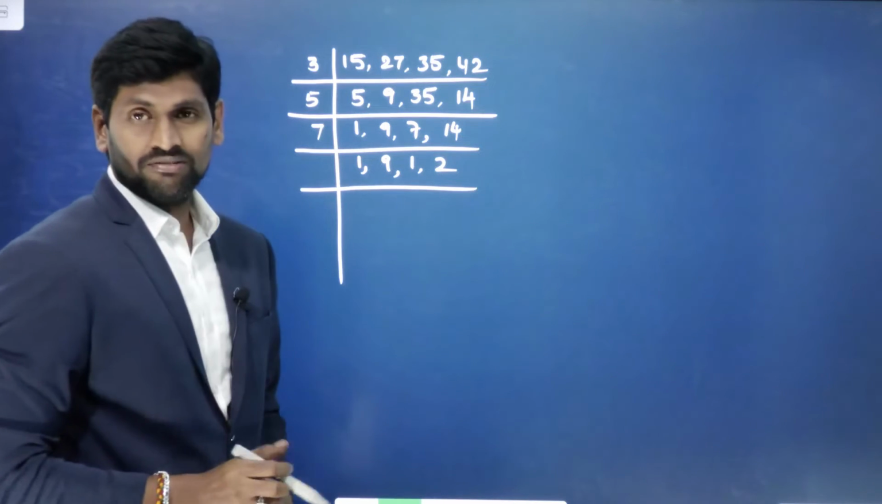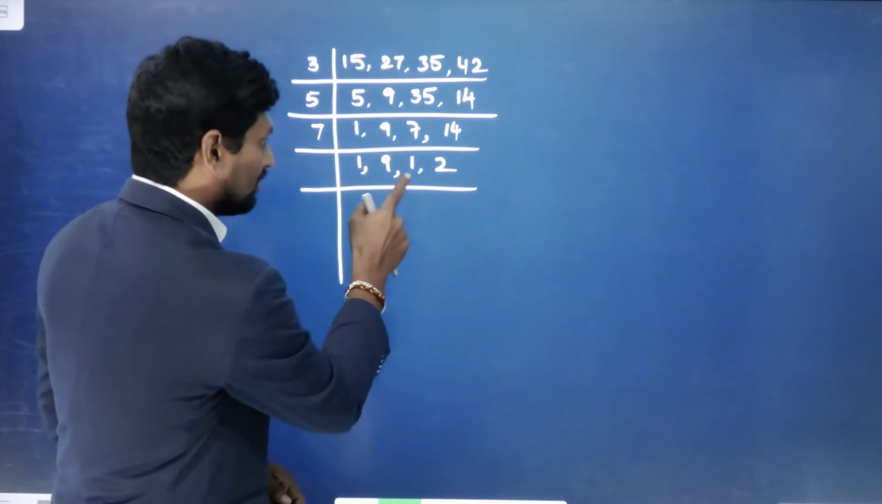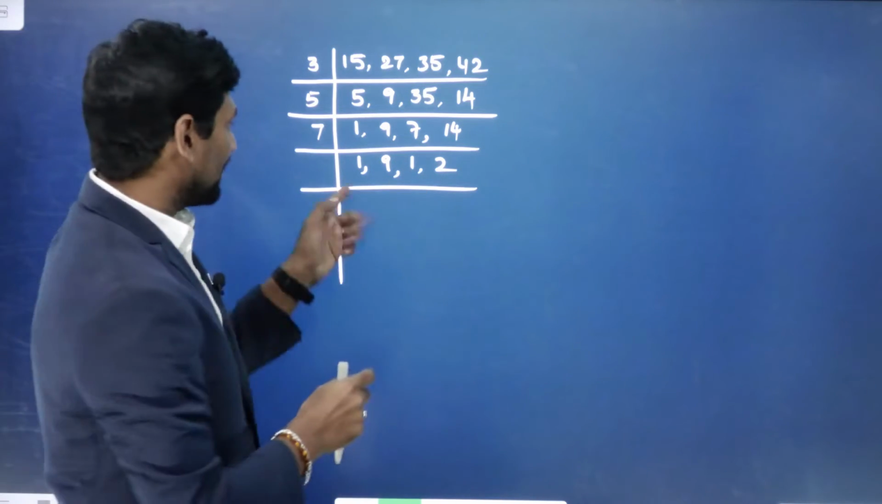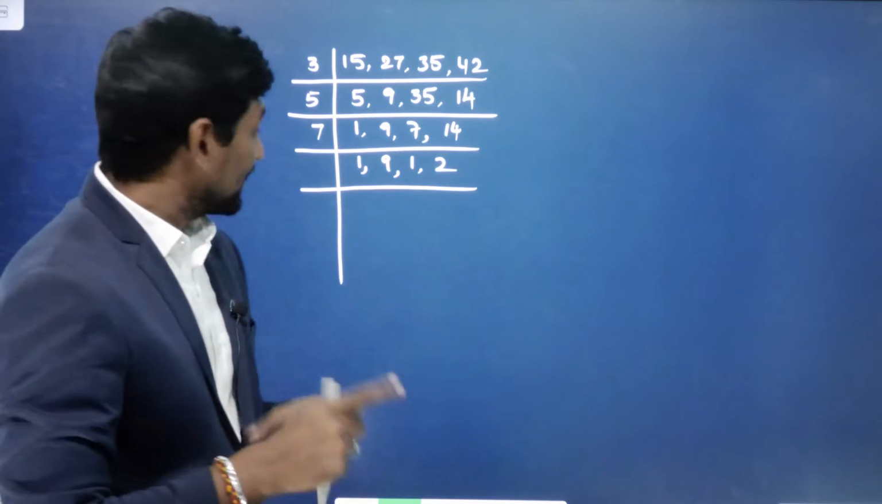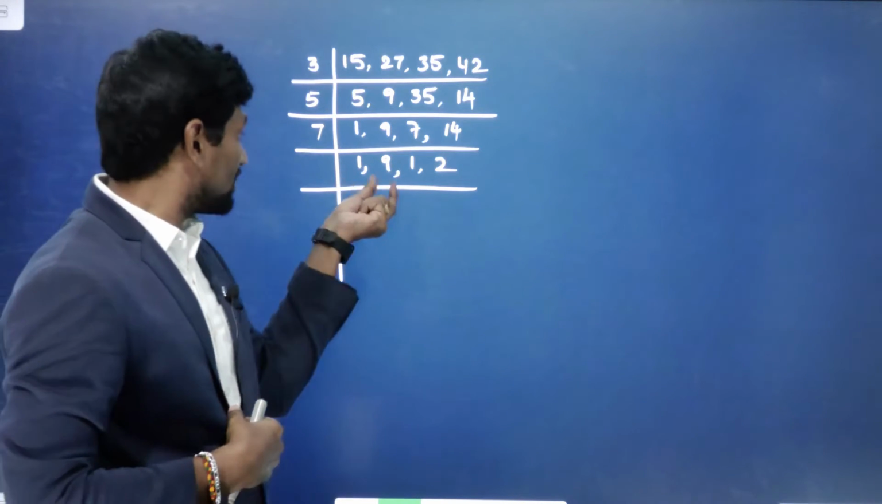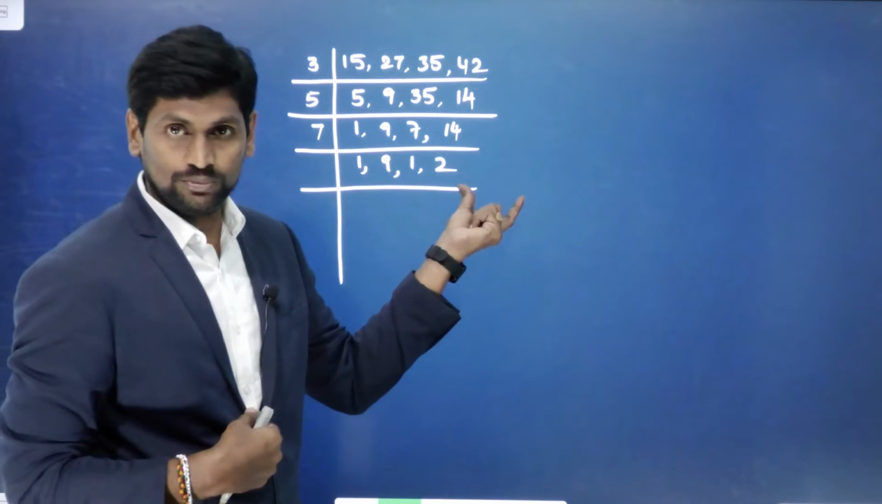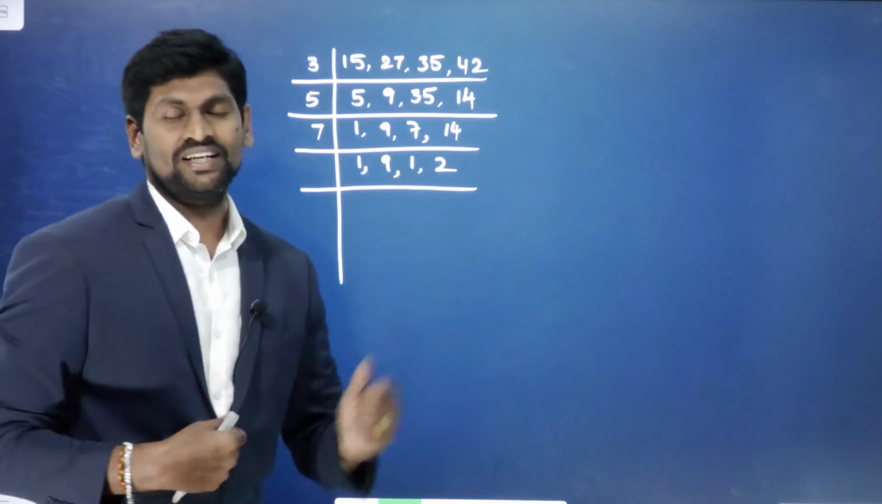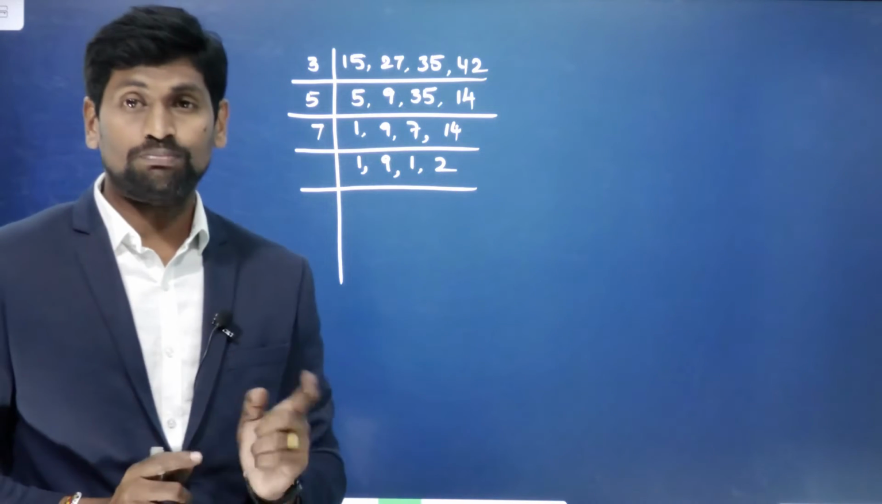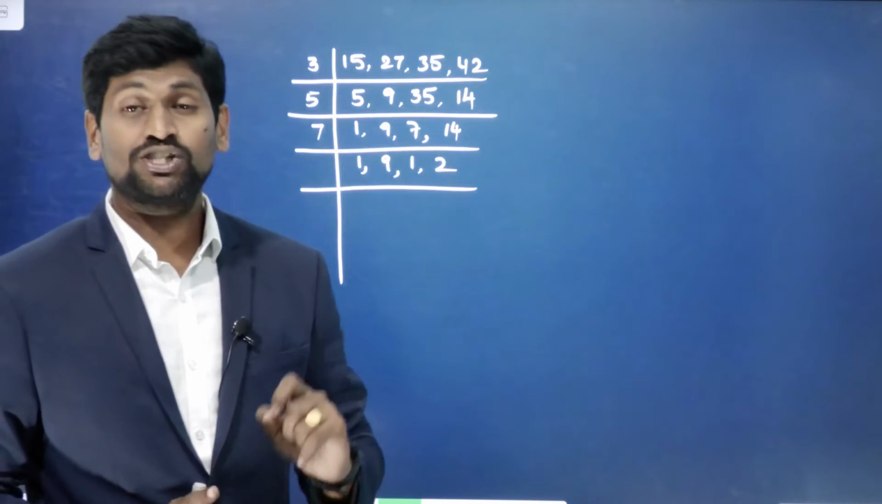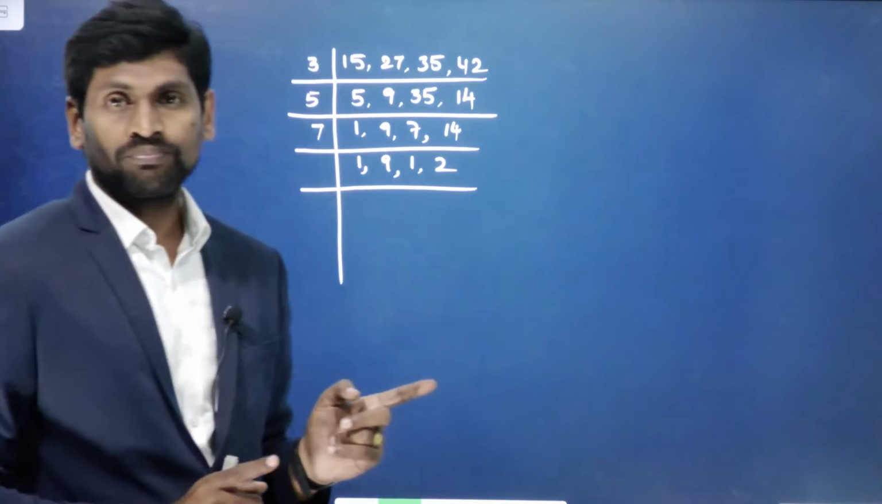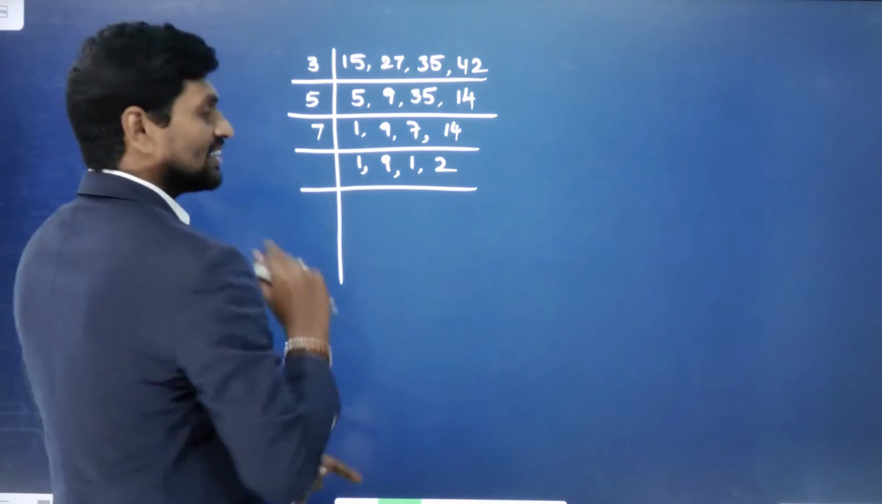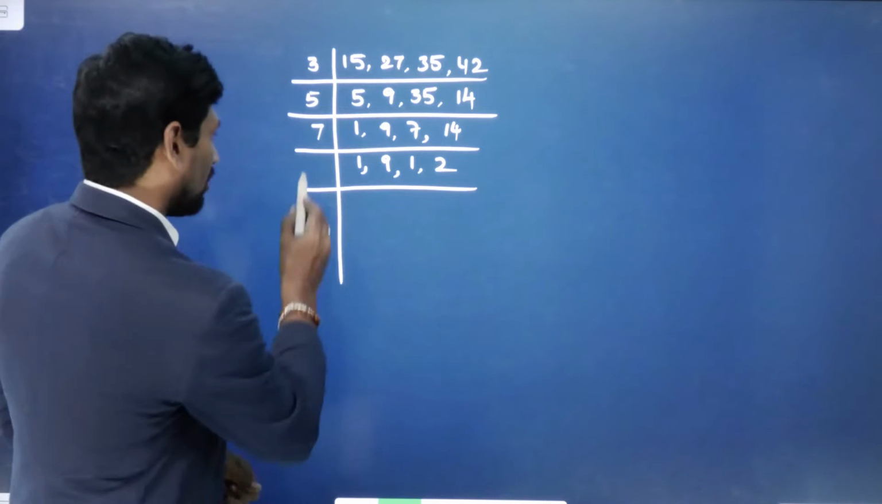Now, while you are observing, the remaining numbers are 1, 9, 1, 2. So 1 we can forget. Checking the remaining two numbers, one is 9 and the second is 2. 2 and 9 are co-primes, relatively prime numbers, which means there is no common factor between them. So we can directly take the values. Now I'm taking 2.